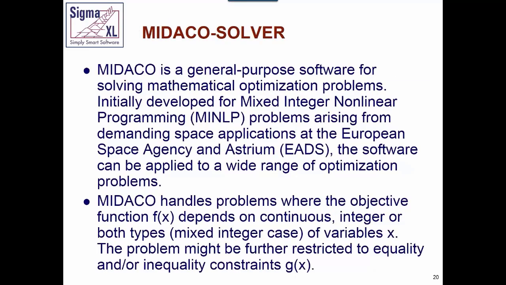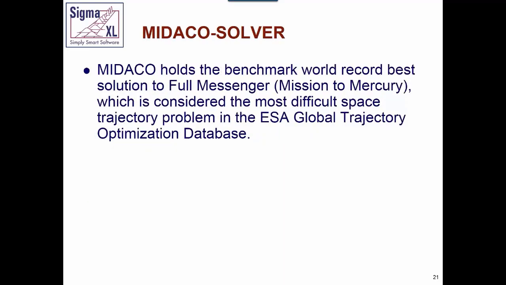So as I mentioned, it was developed in collaboration with the European Space Agency, and it holds the benchmark world record for the Messenger probe, which was the mission to Mercury. And this is considered the most difficult space trajectory problem in the European Space Agency Global Trajectory Optimization Database. That's like a competition, and they provide the code. Anybody can actually compete and submit a solution. So currently, MIDACO is the record holder.